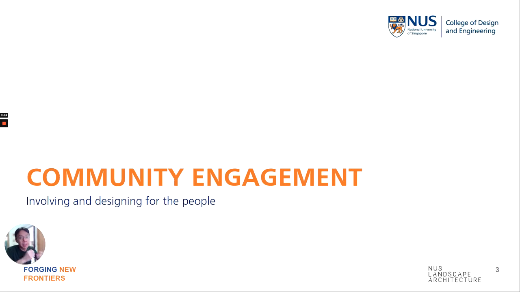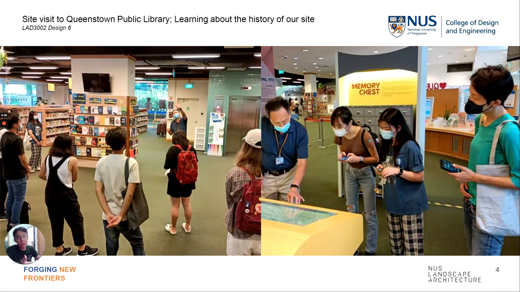So like I mentioned, the first is community engagement, and it's not just about designing for people, but it's really involving people in the process as well. So to do this, we always go to the site as much as possible, and we, as much as possible, speak to the people that we are designing for.